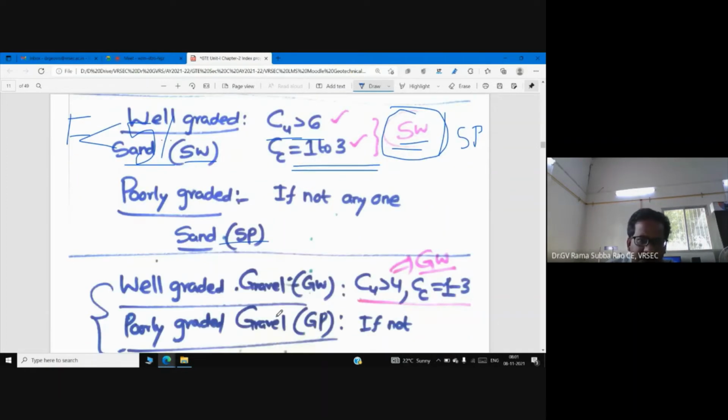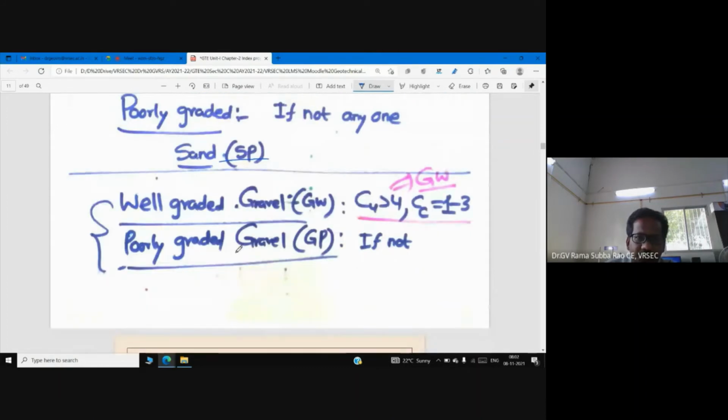Now it is the turn for gravel. See here, if more than 50% of the soil is retained on the 4.75 sieve, then it is gravel. Then it is called gravel. Now the discussion is pure gravel. If fines in the soil are less than 5%, then it is a pure gravel. Now again in pure gravel, we can come across two varieties, two categories. One is well graded gravel and the other is poorly graded.